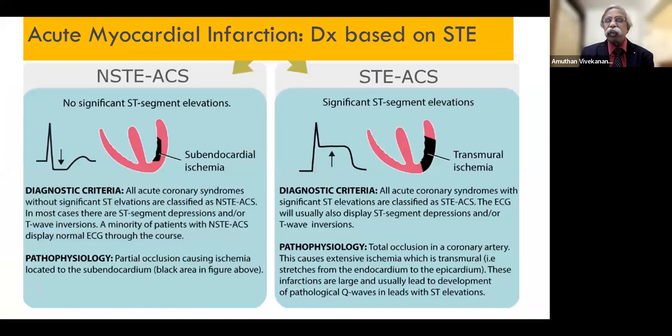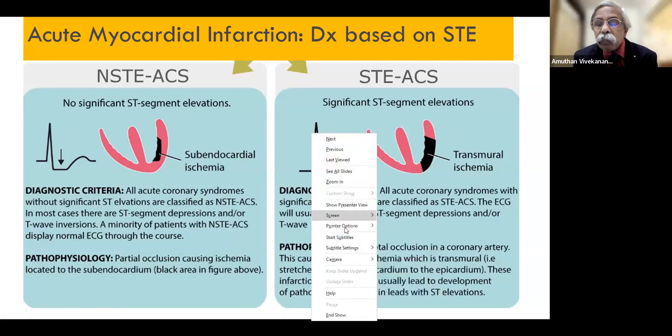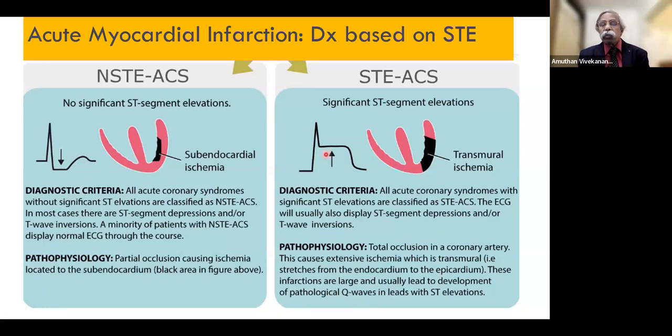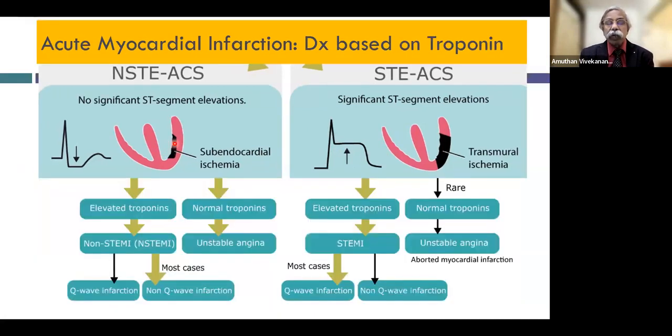So first of all, ECG is taken. Based on ECG ST segment elevation, the ACS is classed into ST elevation and non-ST elevation. This is the ST segment elevation MI, and here there is no ST segment elevation. And when troponins are added, troponins are usually elevated in STEMI. Normal troponins are very highly unusual in STEMI, and then you have to think of aborted myocardial infarction. If troponins are elevated in non-STEMI, then it is non-STEMI. If they are not elevated, it is unstable angina.